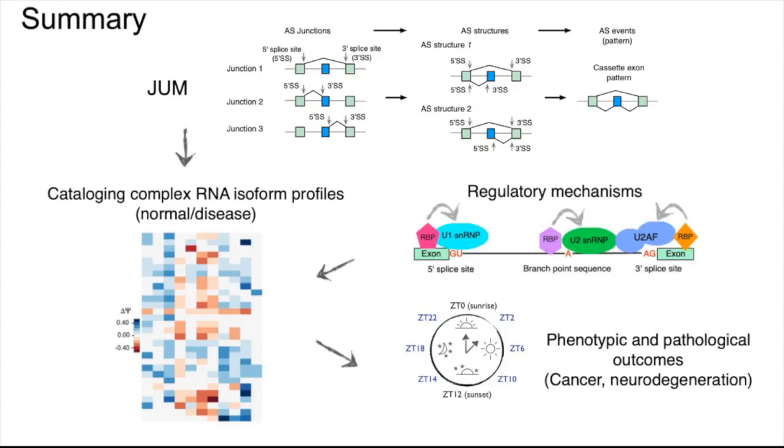In summary, I invented the method called JOM that catalogs and profiles signature mRNA isoform profiles in diverse cell types, cellular states, as well as individual patient disease samples. This method now allows us to investigate regulatory mechanisms that specify distinct mRNA isoform profiles corresponding to each cell state. It also allows us to investigate the phenotypic and pathological outcomes from different usages of these mRNA isoform profiles. Now, for my pathological applications, I've been focusing on cancer and neurodegenerative diseases.